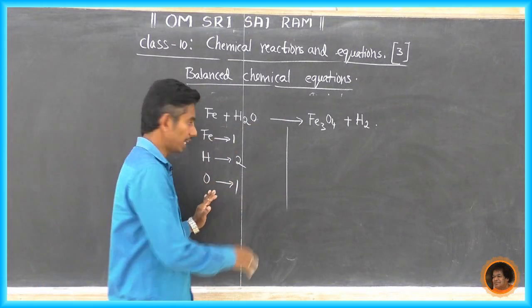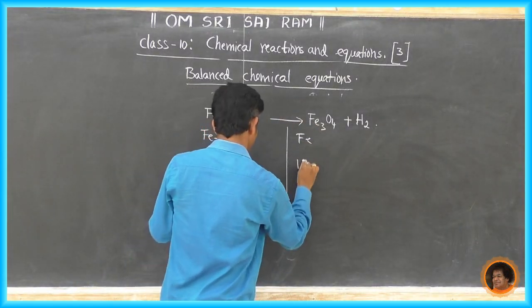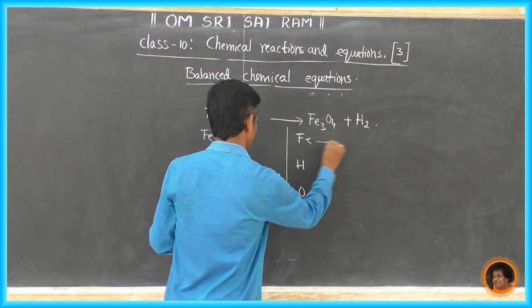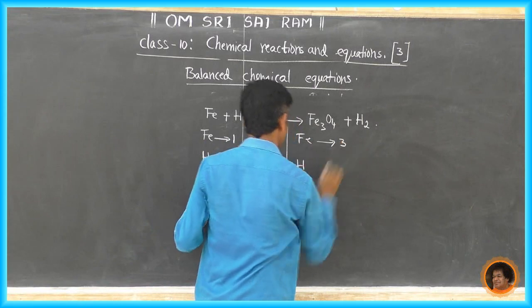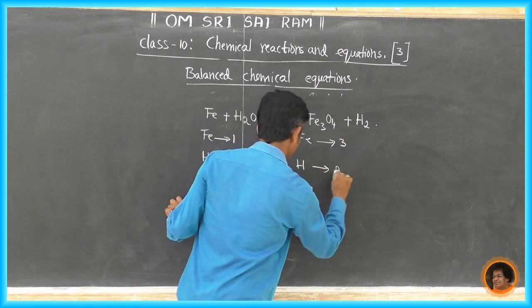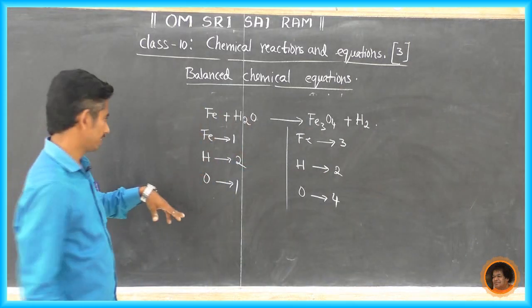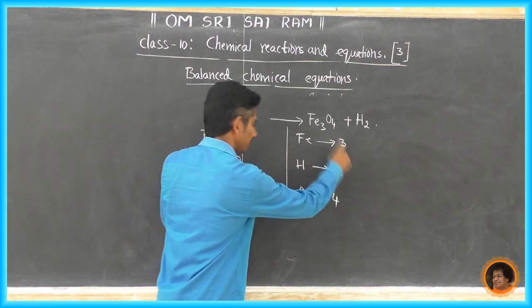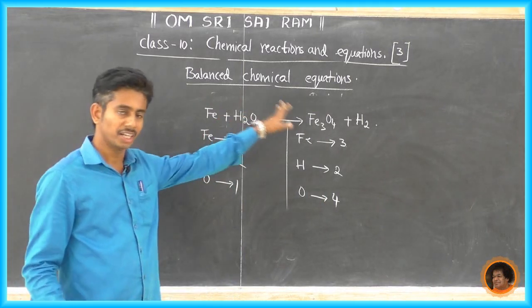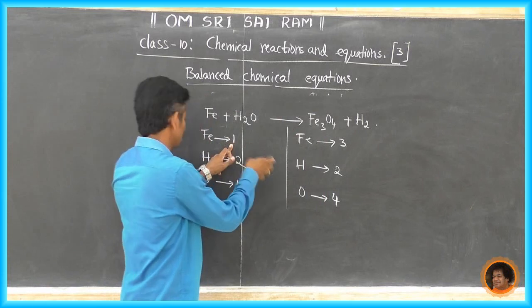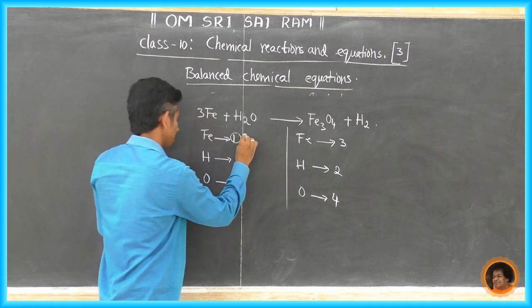The same elements are present in the product part. So Fe, then hydrogen, then oxygen. How many iron atoms are present? Fe3. So it is 3. What about hydrogen? It is 2. What about oxygen? It is 4. Now, is it balanced? Fe1, Fe3. So iron atoms are different in product and reactant part. Here it is 1. So how to change this 1? By adding 3. 3 into 1, it becomes 3.